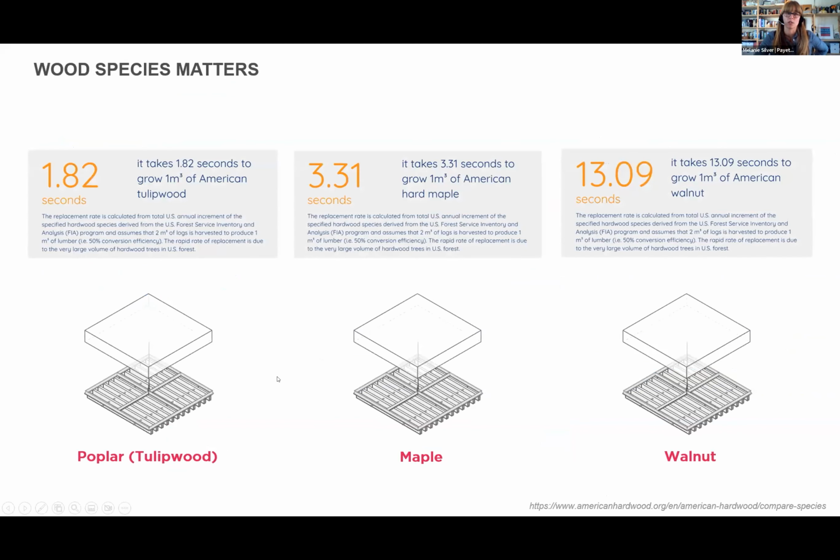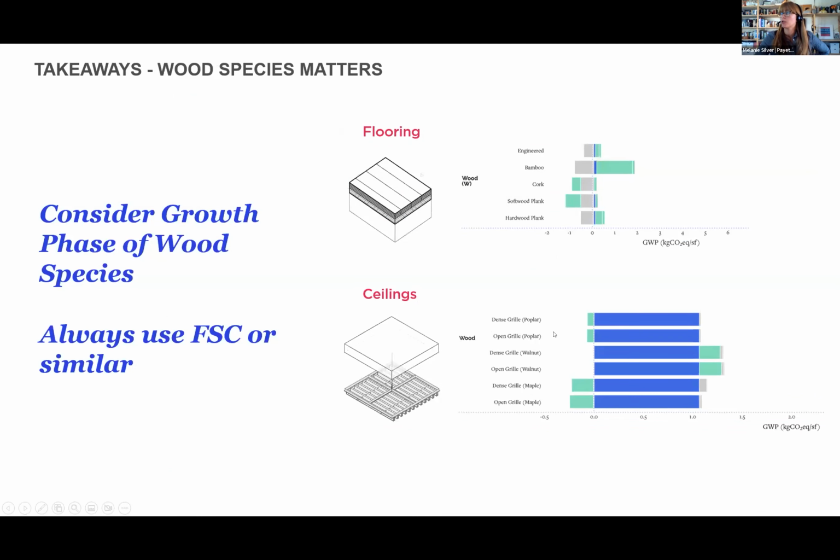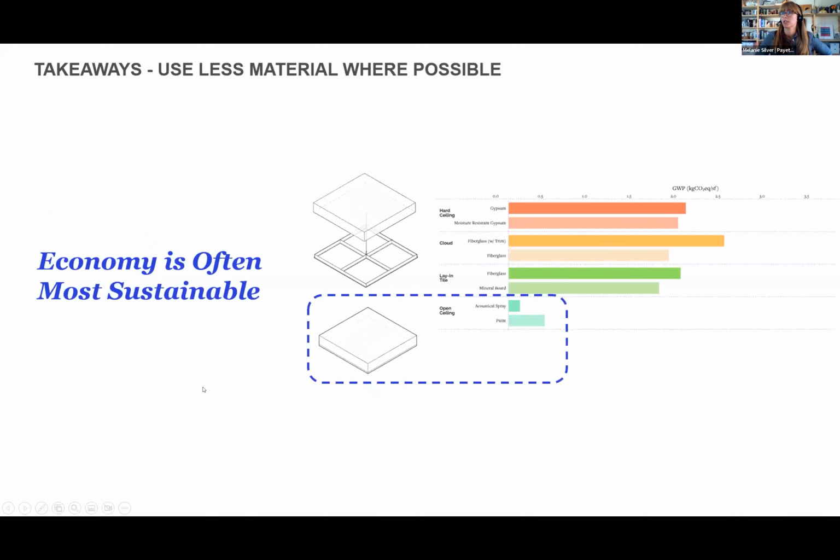We noticed also that wood species tends to matter more on these smaller scale materials. The different growth rates of wood play into some of the slight differences in embodied carbon that we notice when you're looking at something like a ceiling wood grill. So that's something to consider. And obviously, with interiors, economy is often the most sustainable. Having an open ceiling with less material, maybe with the acoustic spray or just painted, is going to have a lot lower embodied carbon than something that has a whole metal structure holding up your baffles.